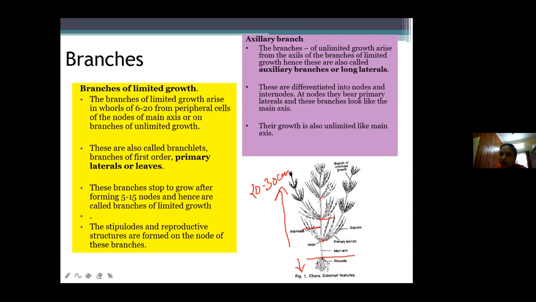Next, if you take the node part, girls, this is very important. Where the node is, the node bears two types of branches.